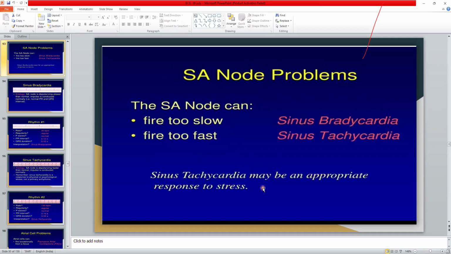So let us discuss now the SA nodal problems. The SA node can fire the cardiac impulses too slow, causing sinus bradycardia, or too fast, causing sinus tachycardia. You have to remember here one thing: sinus tachycardia may occur as a response to stress or during exercise.